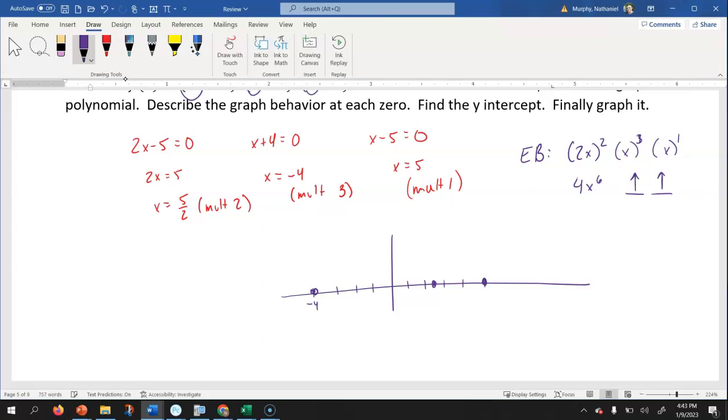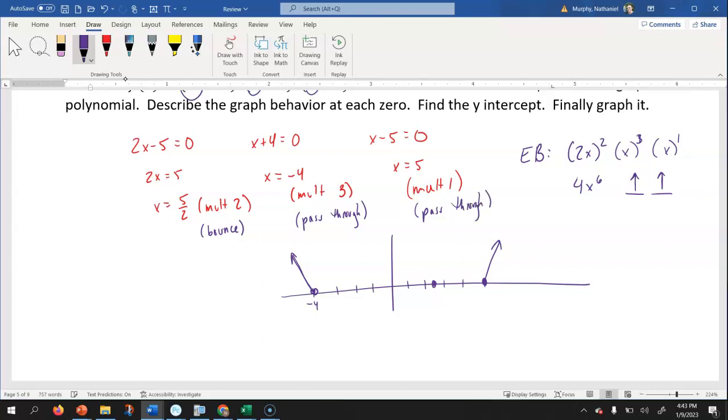Now I also know from my end behavior that the right side is going to go up, the left side is going to go up. Oh, we also need to describe the end behavior at each zero. I forgot to do that. Since there's a multiplicity of 2 here, it's going to bounce. Since this one has an odd multiplicity, it's going to pass through. So same with this one. It's going to pass through. So that's going to help us with our graph here.